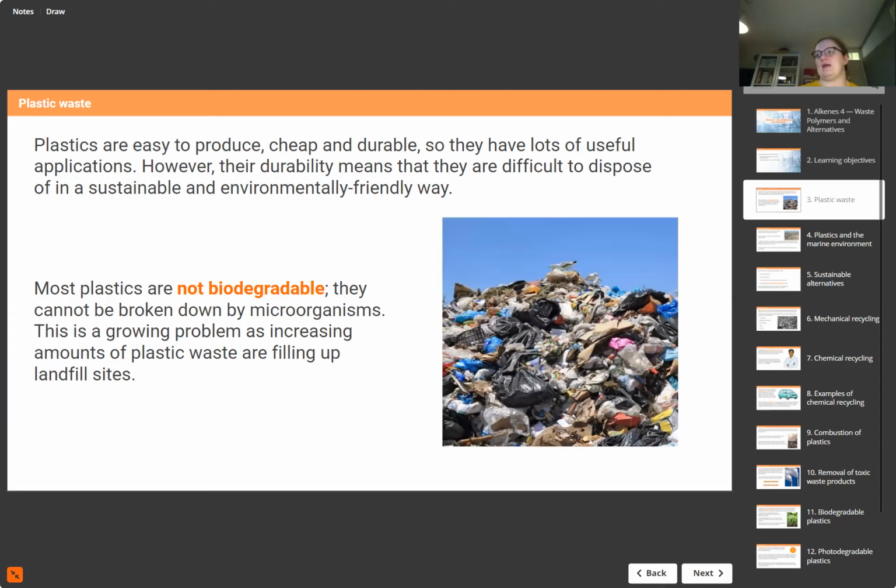So it's not going to rot. It's not going to get broken down by anything naturally. It's just going to sit there as it is forever. And lots of people don't really understand the differences between a biodegradable plastic and a non-biodegradable plastic. It's the fact that they can't be broken down by microorganisms. So because of that, they go into landfill and it just increases and increases and increases in amounts because there's nothing there to break them down. It's just sitting there.